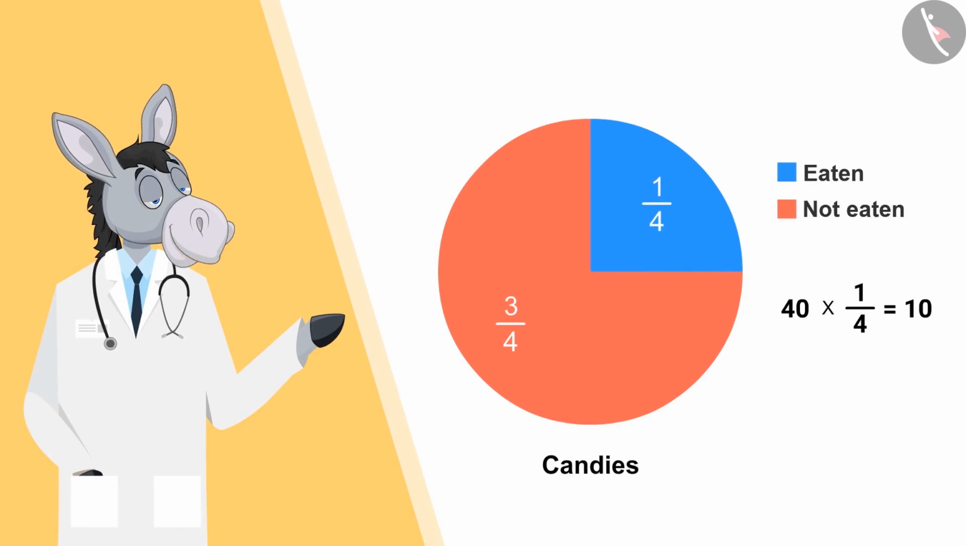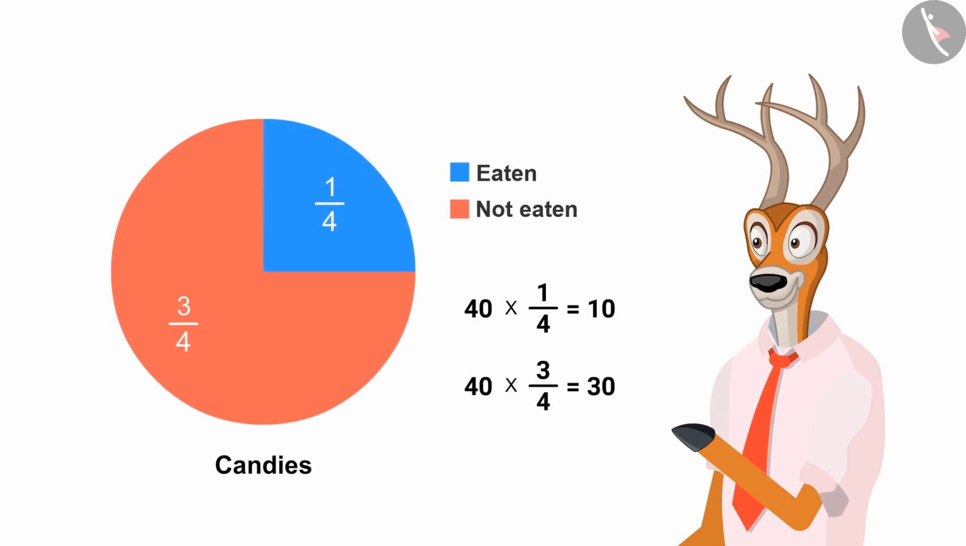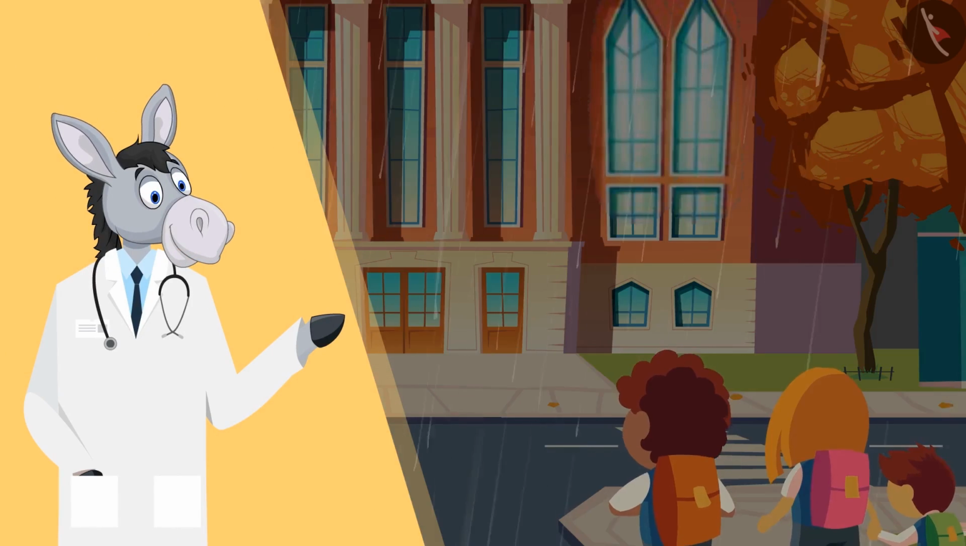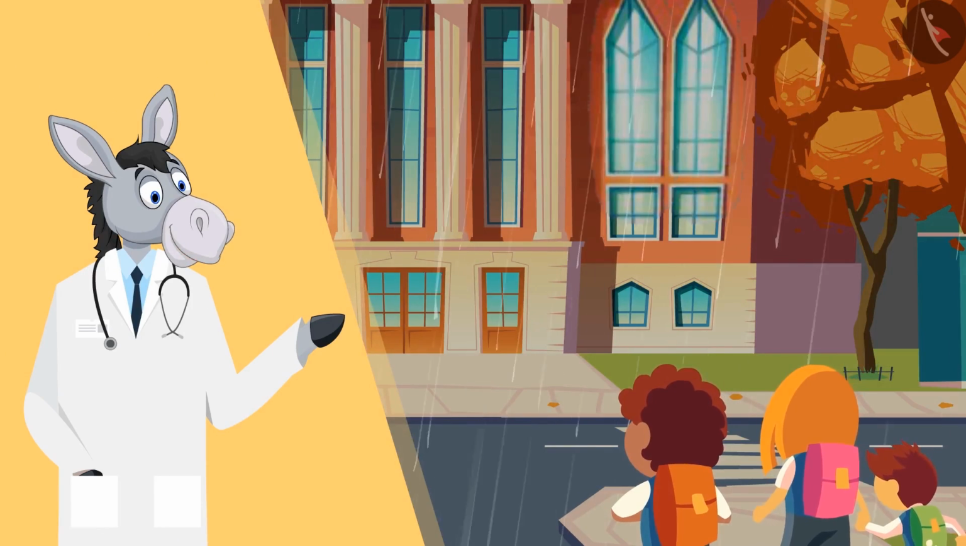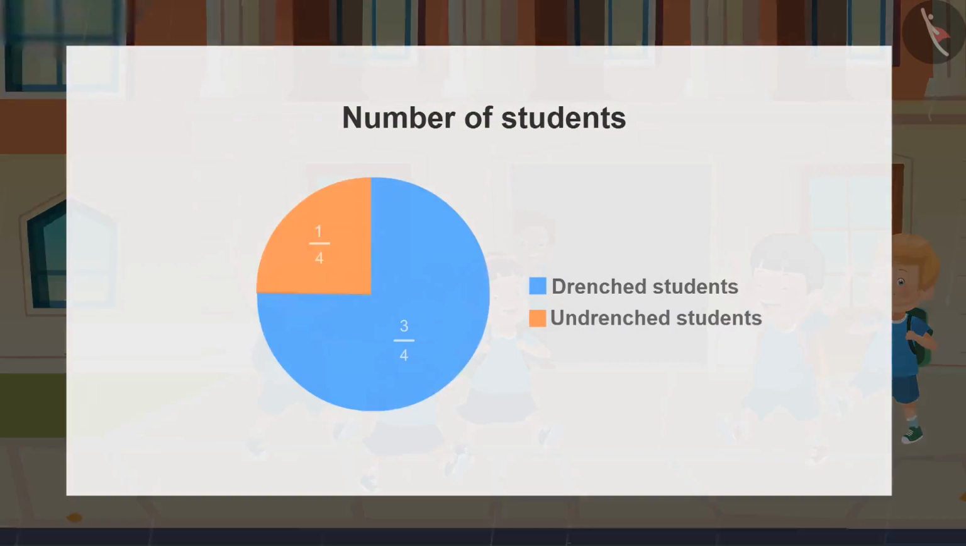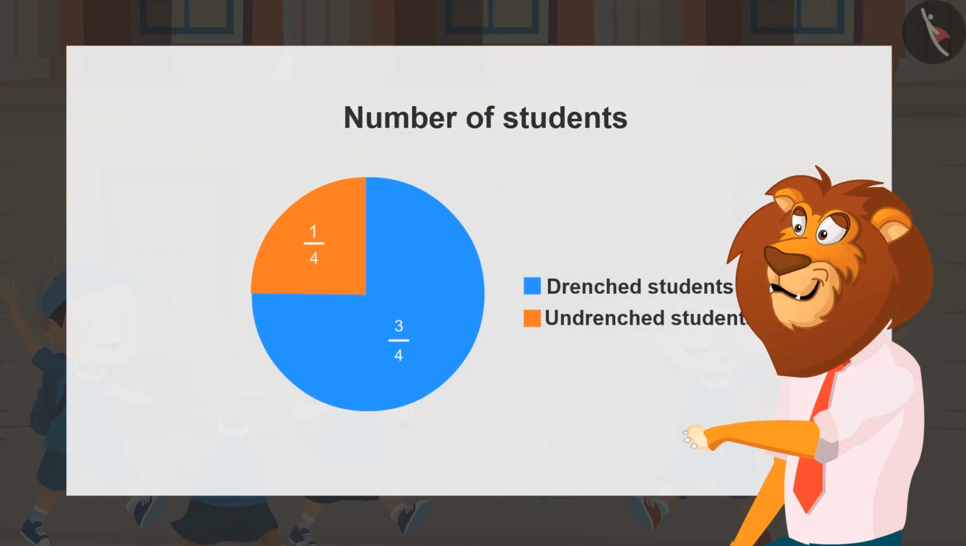So, how many candies are left? 3/4. That is 30 candies. Very good. Today, while coming to school, students got drenched in rain. Now, can you tell, has more than half of the students got drenched by the rain? Yes, more than half of the students got drenched in the rain, as 3/4 students got drenched.